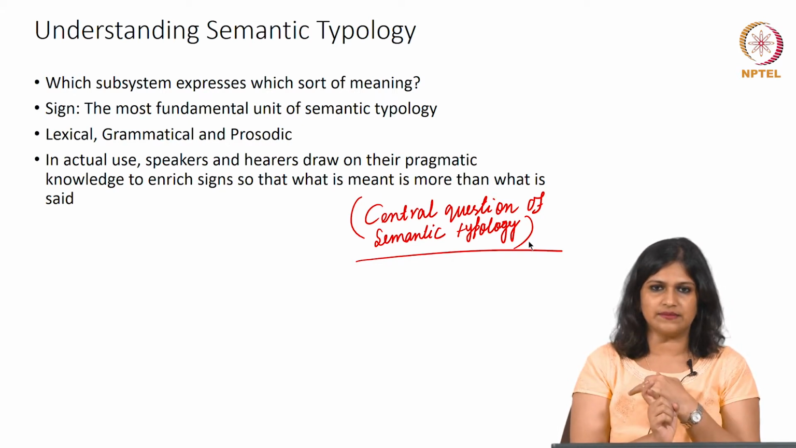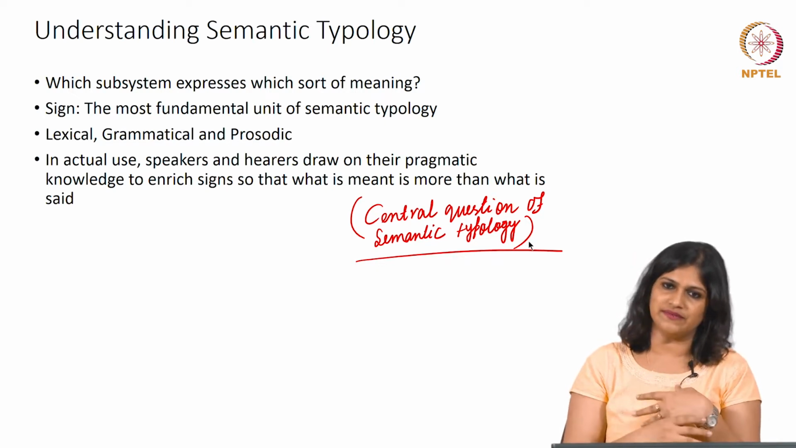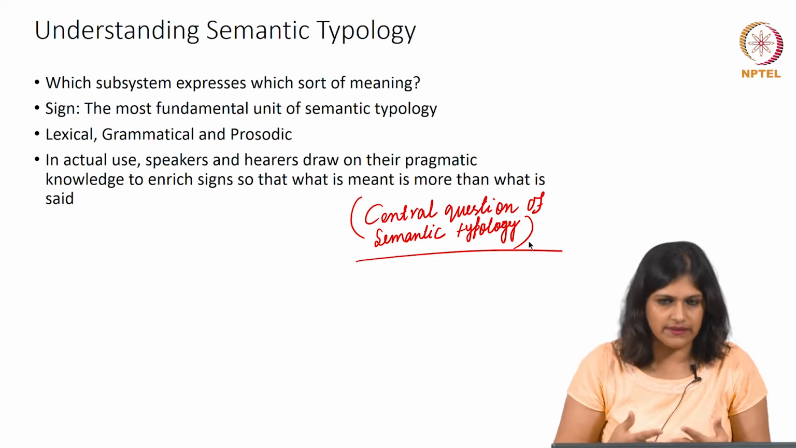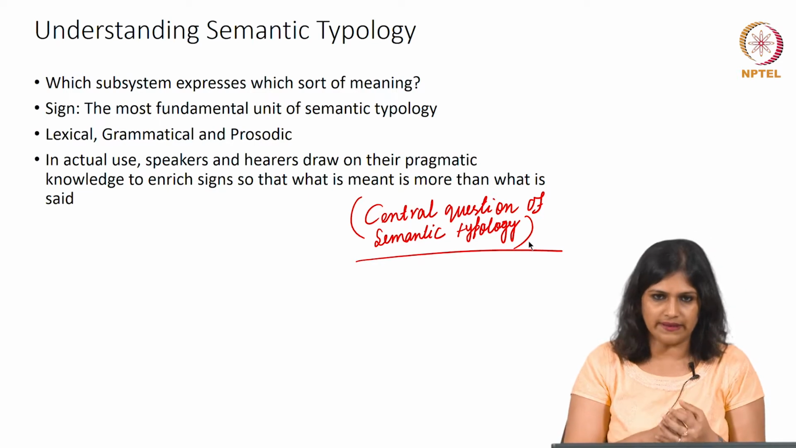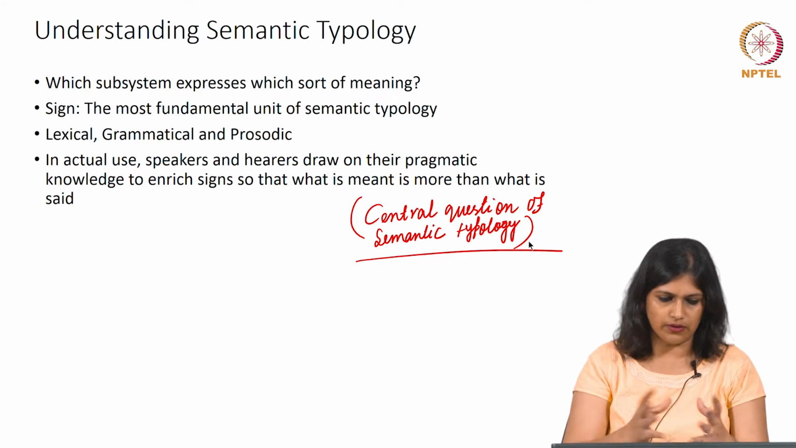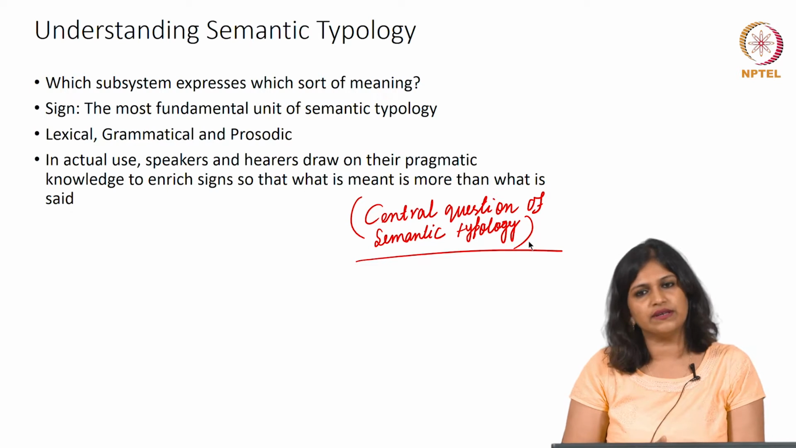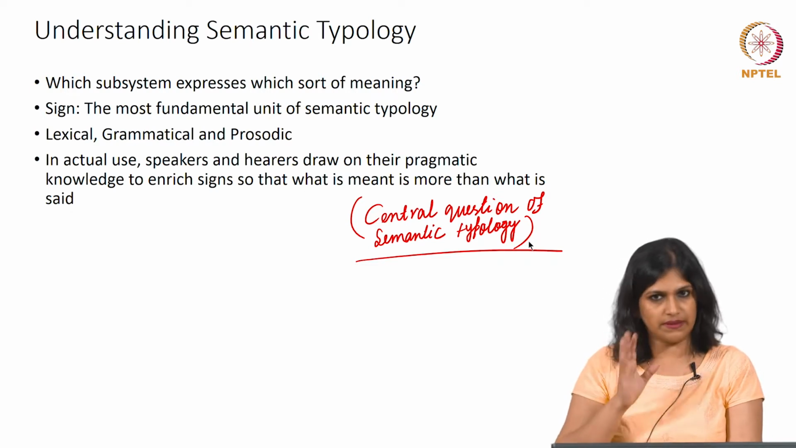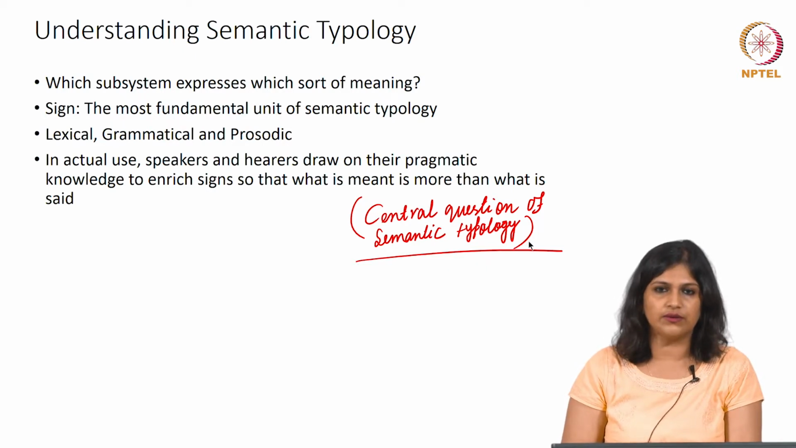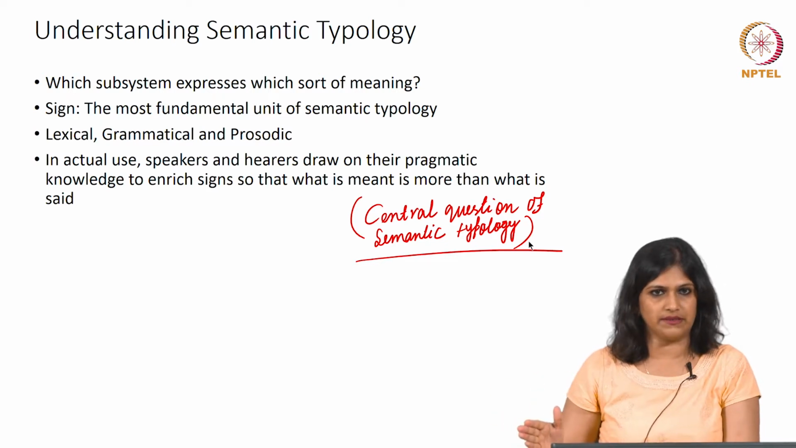One is the lexical subsystem, then the grammatical subsystem, and the prosodic subsystem, and all three would talk about certain kinds of signs. So at the lexicon level you have lexical signs, grammatical signs, and prosodic signs. These three domains, or three signs, are considered to be the most fundamental units of semantic typology. Remember that this is very important. If I ask you what the most fundamental unit of semantic typology is, the answer should be these three fundamental units.